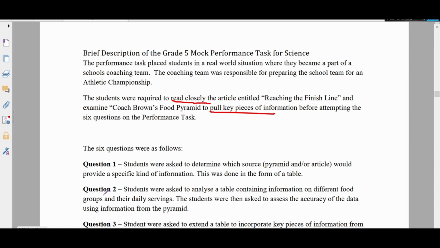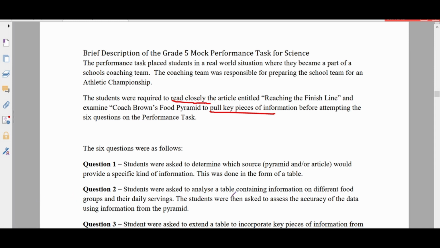So they could give you, for example, a table. You could get a cartoon. You could get an excerpt from a document. You could get 2 paragraphs. You could get an essay. You could get a letter. All of those are sources of information.